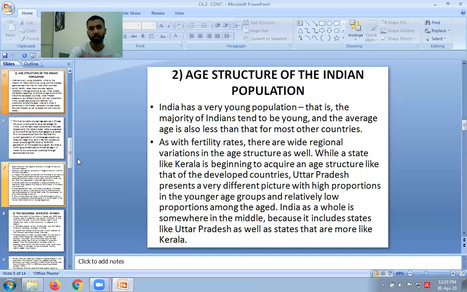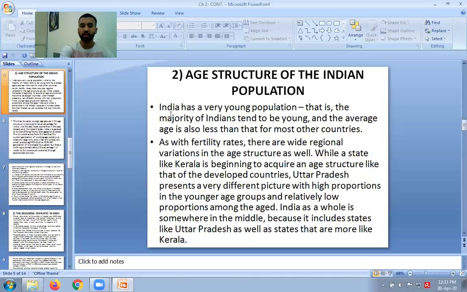All right, so what happens here is that, look at my cursor. India has a very young population. Now I'm sure you know what age structure is. I hope you know that India has a very young population. That is, the majority of Indians tend to be young, and the average age is also less than most of the other countries. Okay, since the demographic dividend situation is going on, we can assume that India has a young population, right?